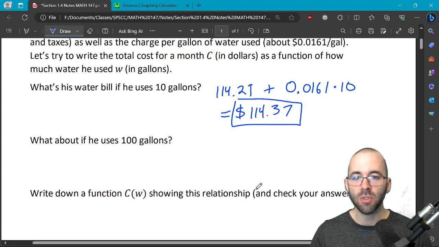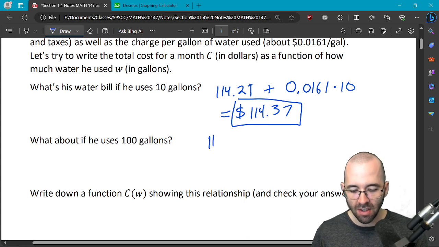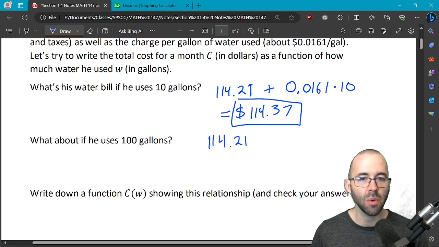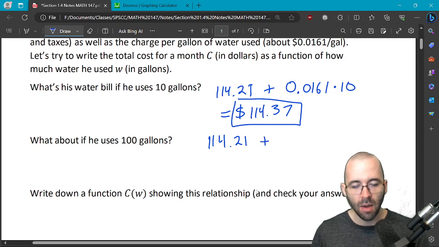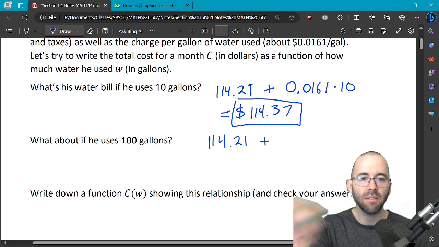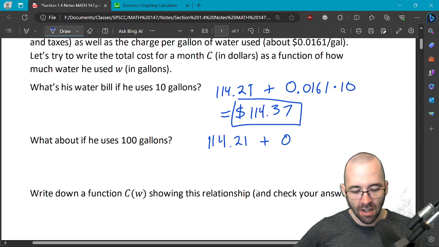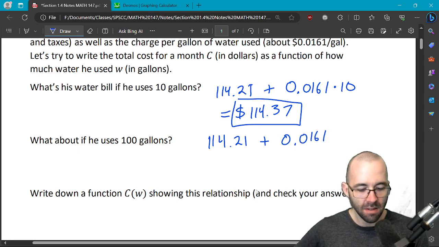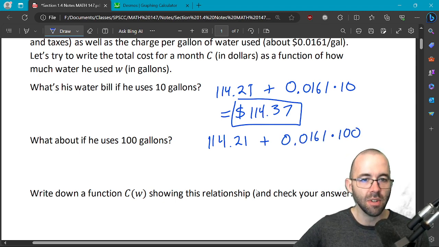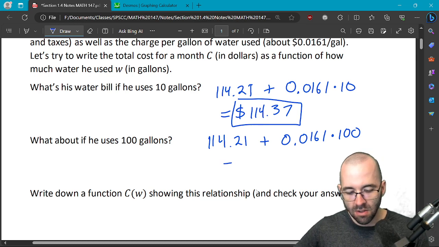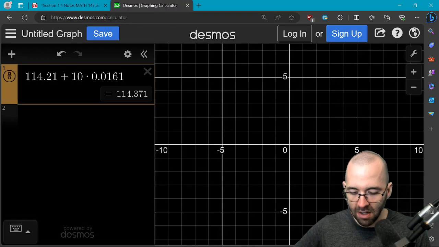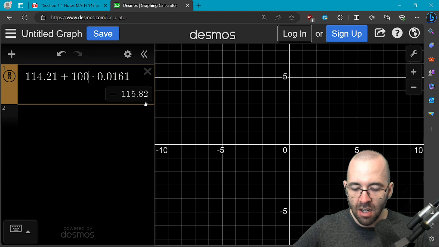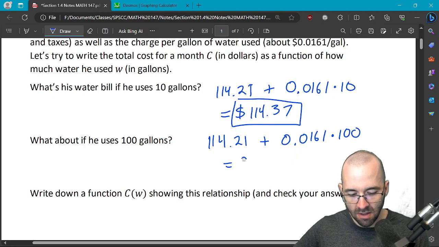Similarly, if I used 100 gallons, it'd be very similar, right? We still have to pay this $114.21. We're still going to add the cost of the actual water that I used. It still has the exact same price, but now we're using 100 gallons. So we could just quickly update our formula right here. Let's use 100 gallons now, $115.82.